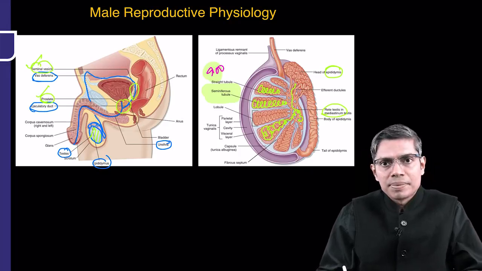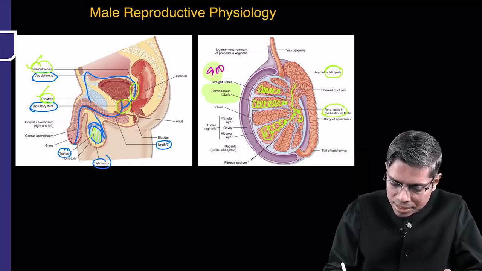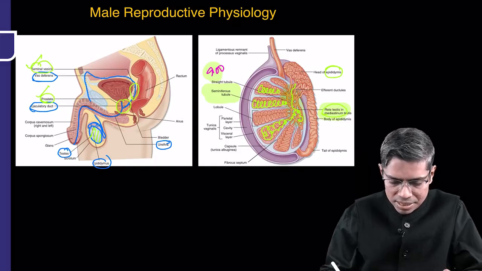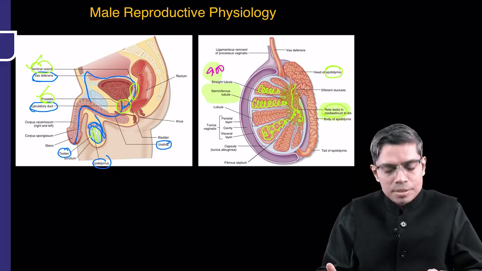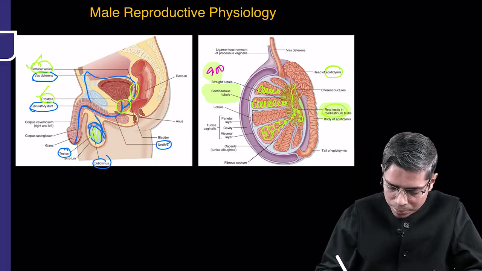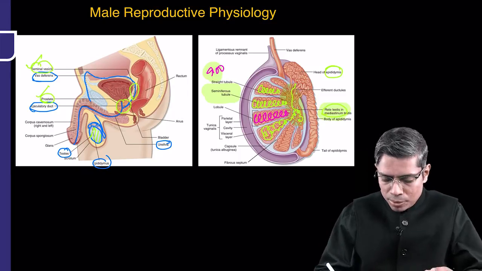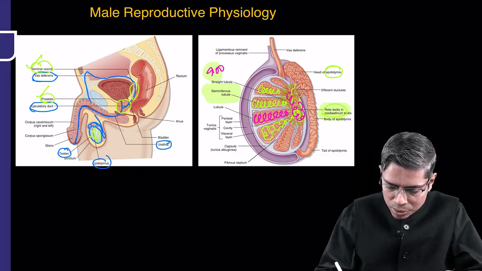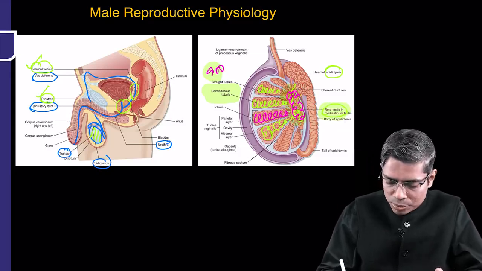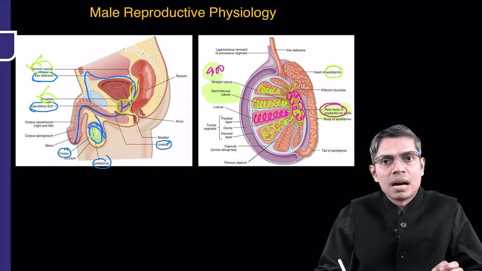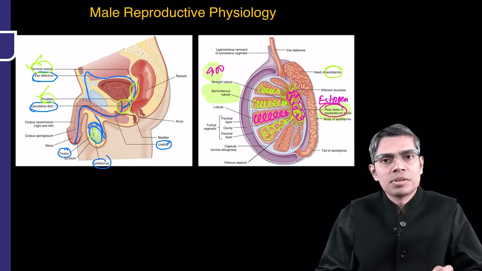Now, each of these parts has a different function. Like for example, if I ask you what is the function of this rete testis, so at the level of this rete testis, there will be reabsorption of excess fluid for the concentration of the sperm. What is the meaning of that? Means when the sperm production occurs at the level of this seminiferous tubule, they are diluted sperm. Now from that diluted sperm, you have to reabsorb a huge amount of fluid, and then only the sperm will be concentrated. This reabsorption of fluid occurs at the level of rete testis under the influence of one hormone, that is estrogen. So this can be asked in a future MCQ, so remember this.